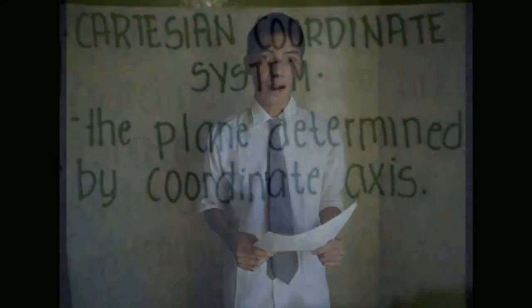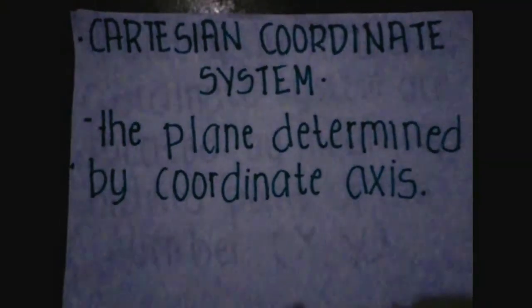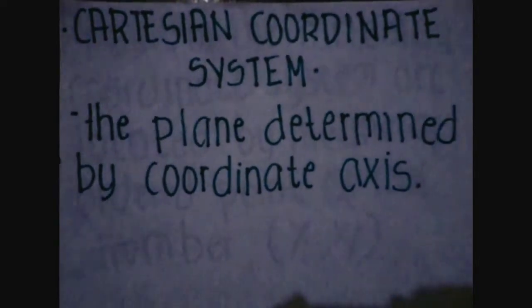Before I give the meaning or discuss the coordinate system and etc., let me share some information about René Descartes' life. René Descartes was a French philosopher and mathematician. He was born on March 31, 1596, and he died on February 11, 1650. He spent most of his life in the Dutch Republic. And did you know he is the father of analytic geometry? Let's proceed to our topic.